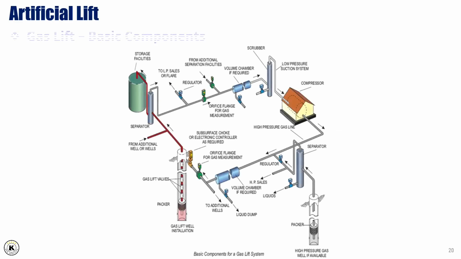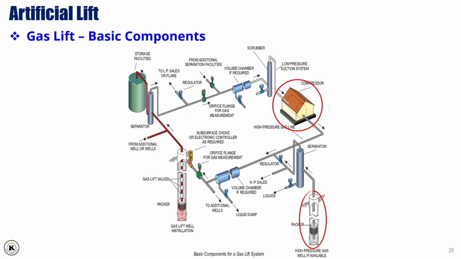This diagram illustrates the basic components and flow paths of a gas lift system used in oil production. High-pressure gas, typically coming from a compressor or an available high-pressure gas source, is first cleaned in a scrubber to remove any liquids or solids. The gas then flows through regulators and measurement devices to control and monitor the injection rate. From there, the gas is injected down the well through the annulus and enters the tubing via gas lift valves installed at selected depths. These valves allow gas to mix with the produced fluids, reducing their density and helping lift them to the surface more efficiently.